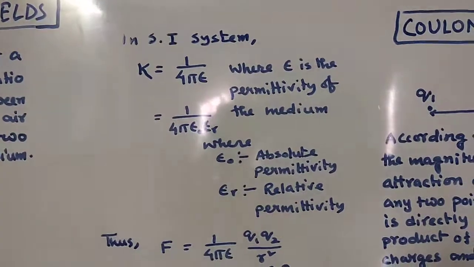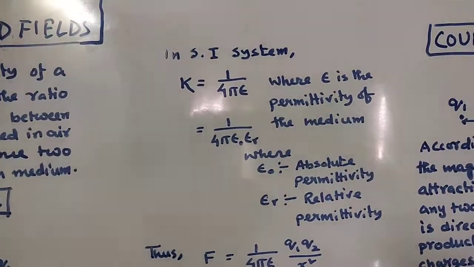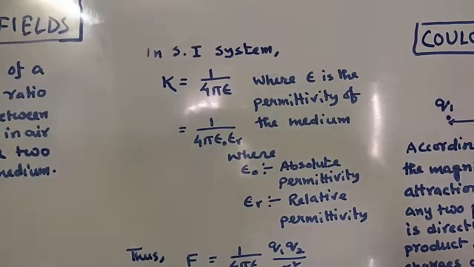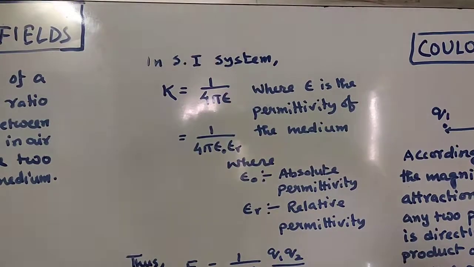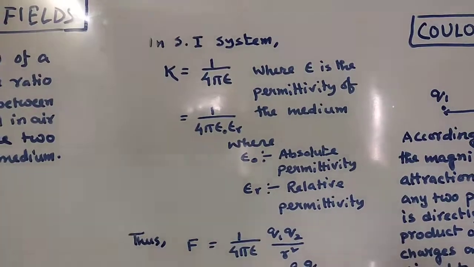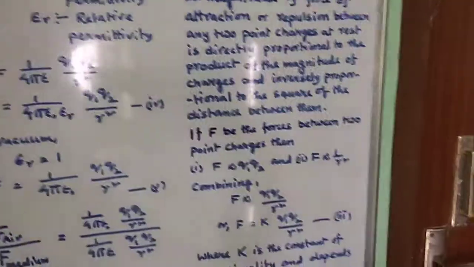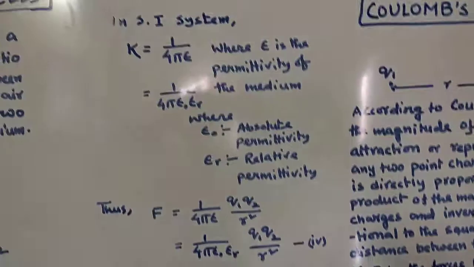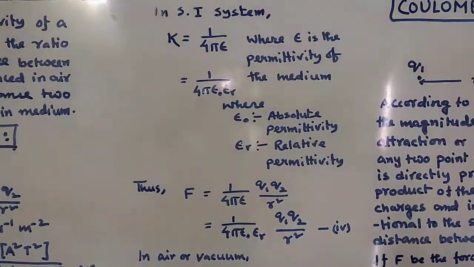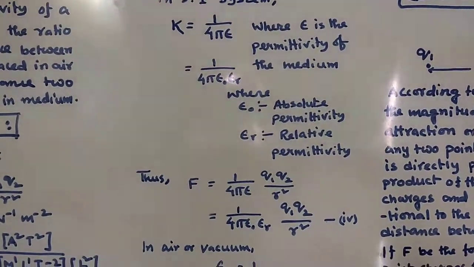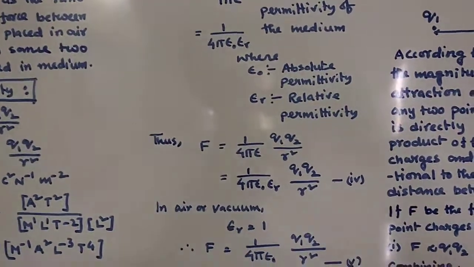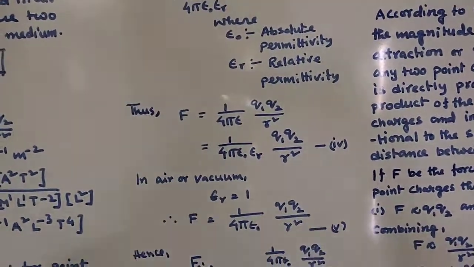Now, you can further split epsilon as epsilon naught, epsilon r. Epsilon naught is your absolute permittivity, and epsilon r is your relative permittivity. The subscript small r defines relative. So K is equal to 1 by 4 pi epsilon naught epsilon r. Now, if you substitute K in equation 3, in this equation 4 you will get 1 by 4 pi epsilon Q1 Q2 by R square equal to 1 by 4 pi epsilon naught epsilon r Q1 Q2 by R square. In air or vacuum, epsilon r comes to be 1. So it's 1 by 4 pi epsilon naught Q1 Q2 by R square.